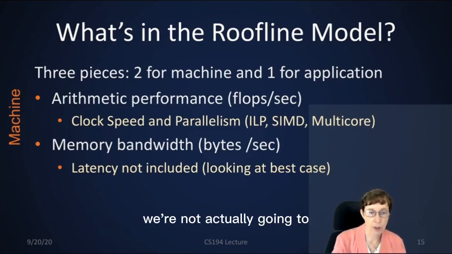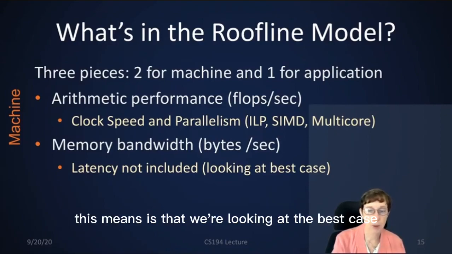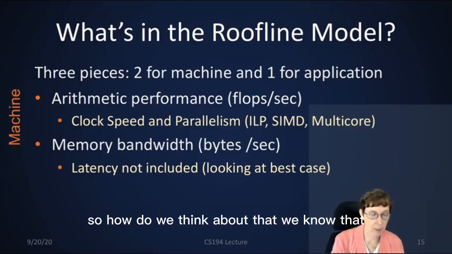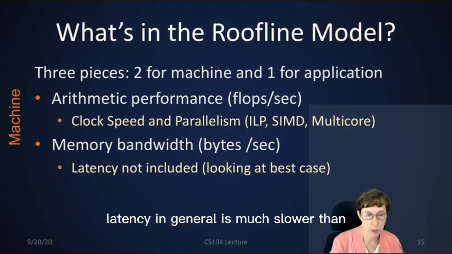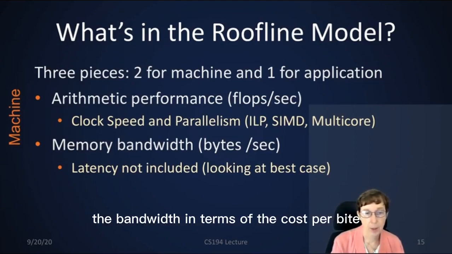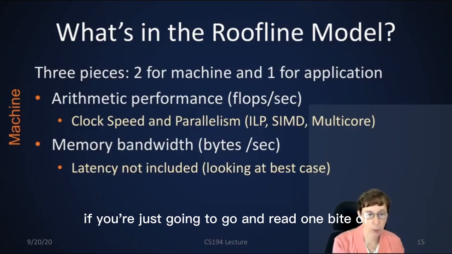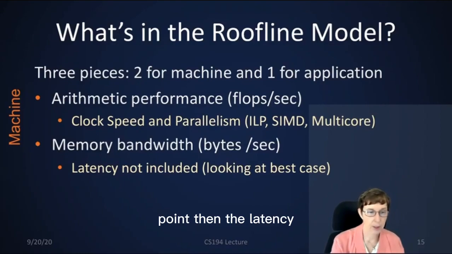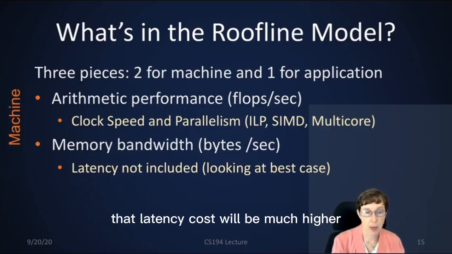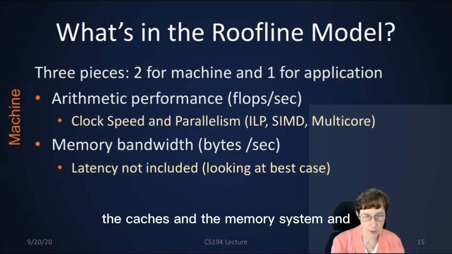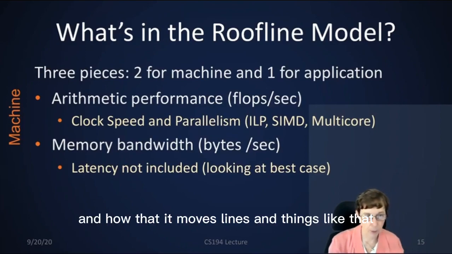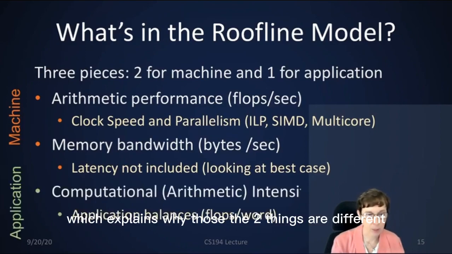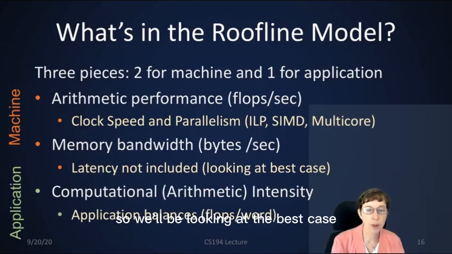We're not actually going to directly put the latency on the roofline model, and what this means is that we're looking at the best case. So how do we think about that? We know that latency in general is much slower than the bandwidth in terms of the cost per byte that's moved. If you're just going to read one byte in the middle of nowhere, as a separate point, then that latency cost will be much higher. And you know a lot about the caches and the memory system and how it moves lines and things like that, which explains why the two things are different. So we'll be looking at the best case.